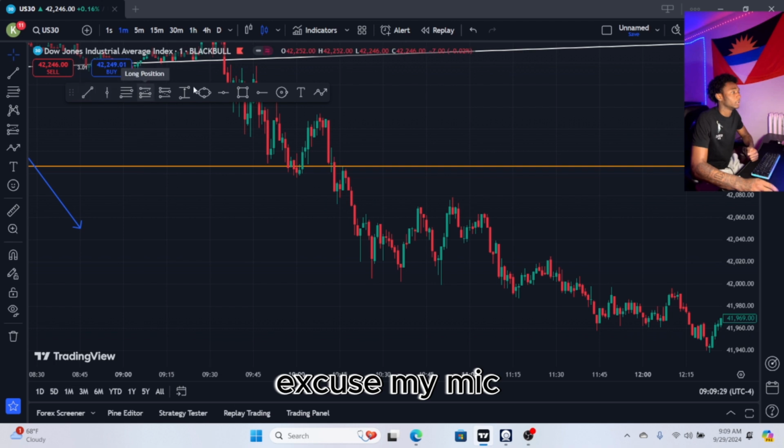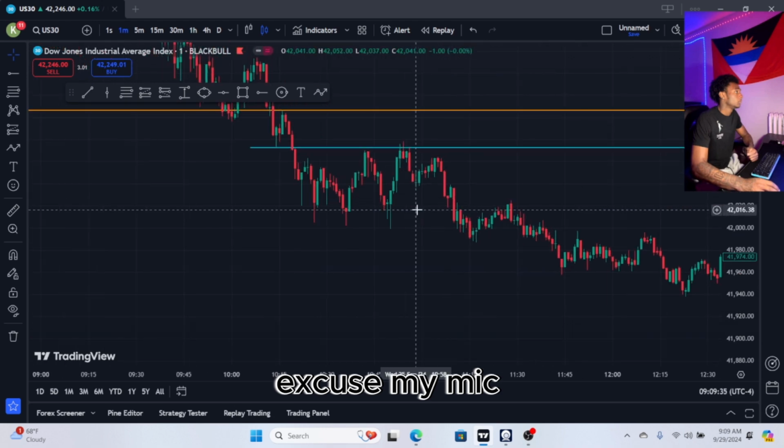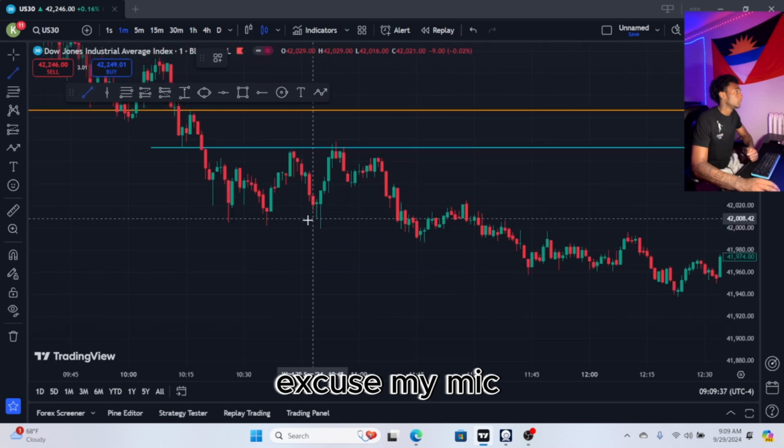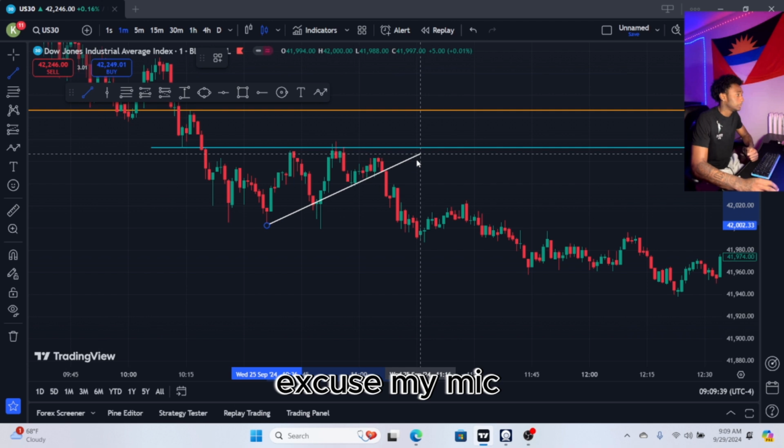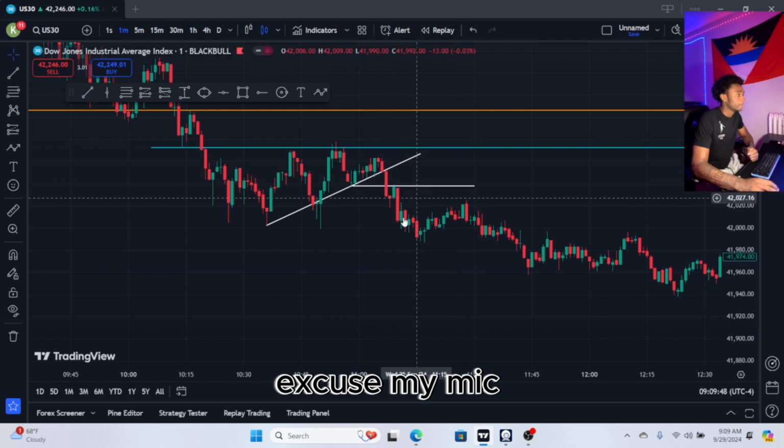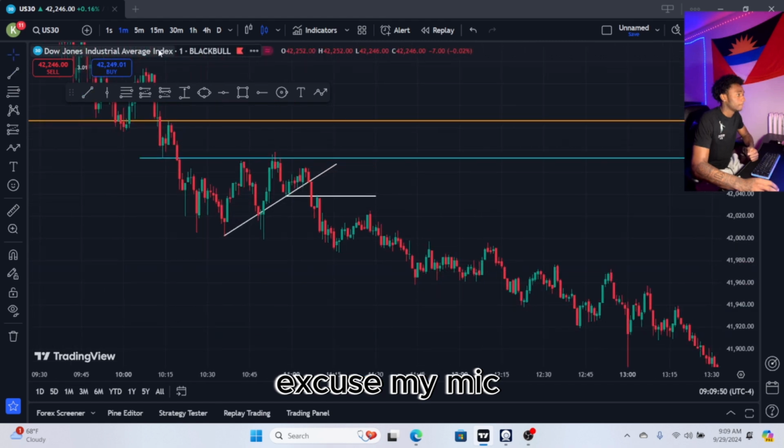So I would draw that zone up right here. And as you can see, price came to retest and then dropped. So this would have been a perfect entry right here. As you can see, price made our trend line, making higher highs, higher lows. Price broke structure right here. And then boom, the rest is history.